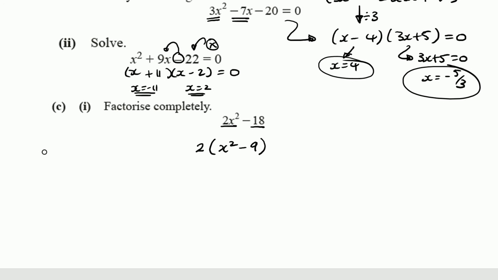This is clearly the difference of two squares, x squared and 3 squared. And remembering the rule that we used before, this is going to become x plus 3 and x minus 3. So there's this expression factorised completely. And that's the end of this worksheet.